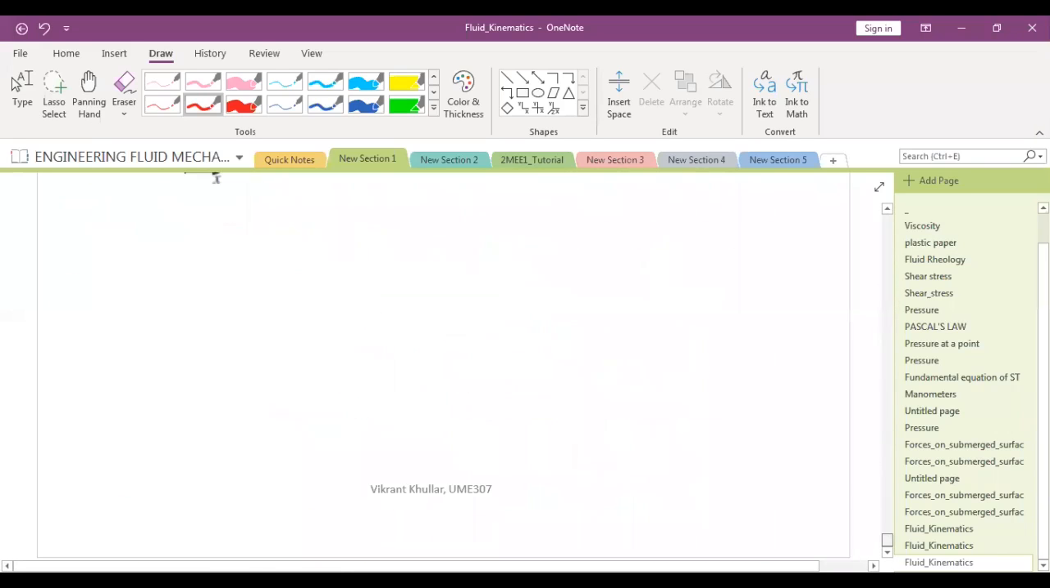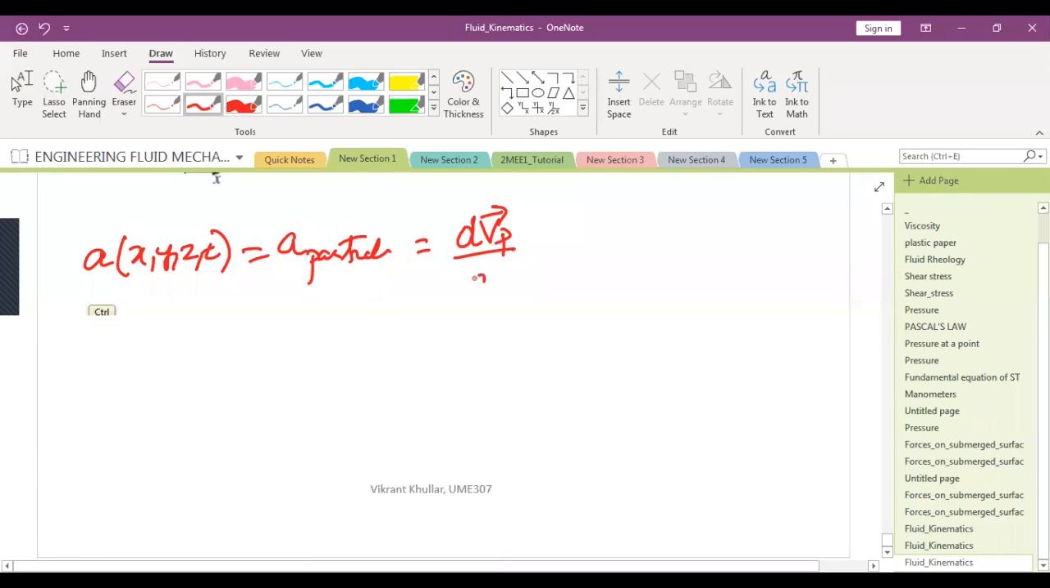Say this is, say, A, X, Y, Z and T. This was equal to A particle, and A particle was equal to dV particle by dt. This is clear? dV particle by dt. And what was dV particle by dt?